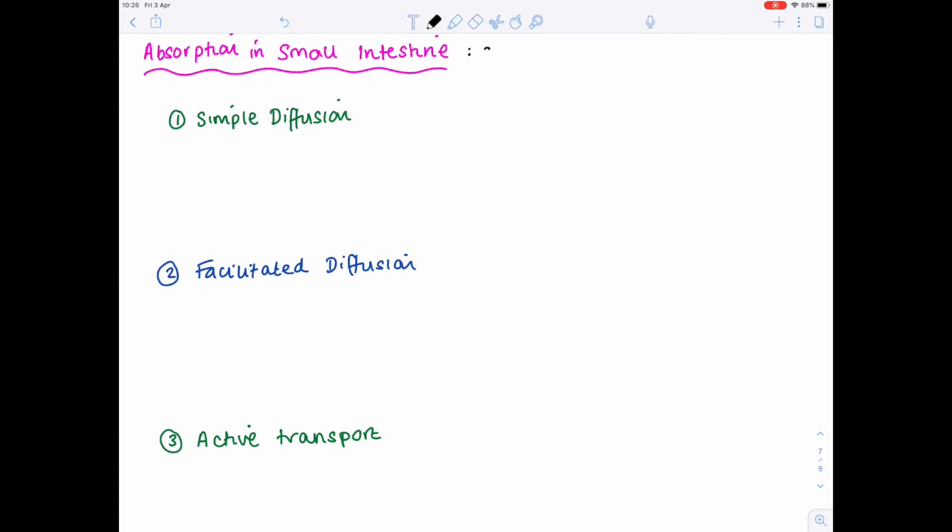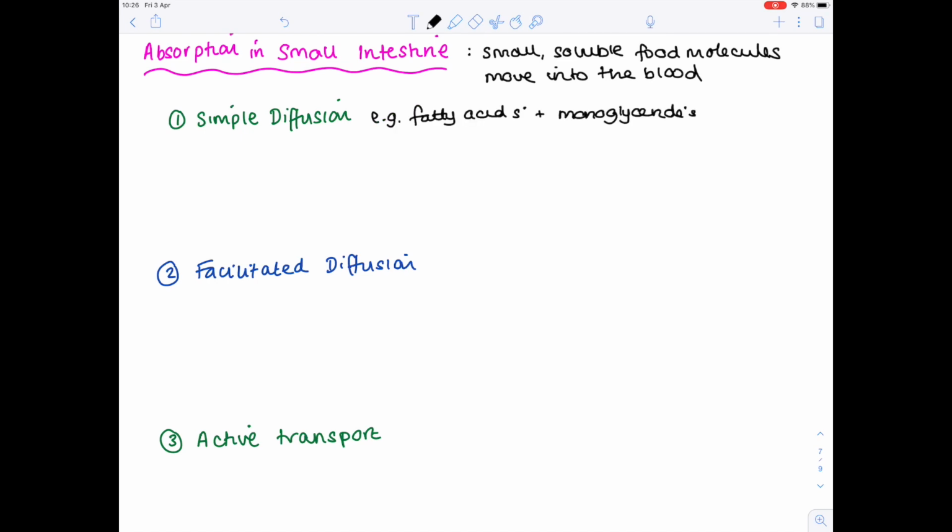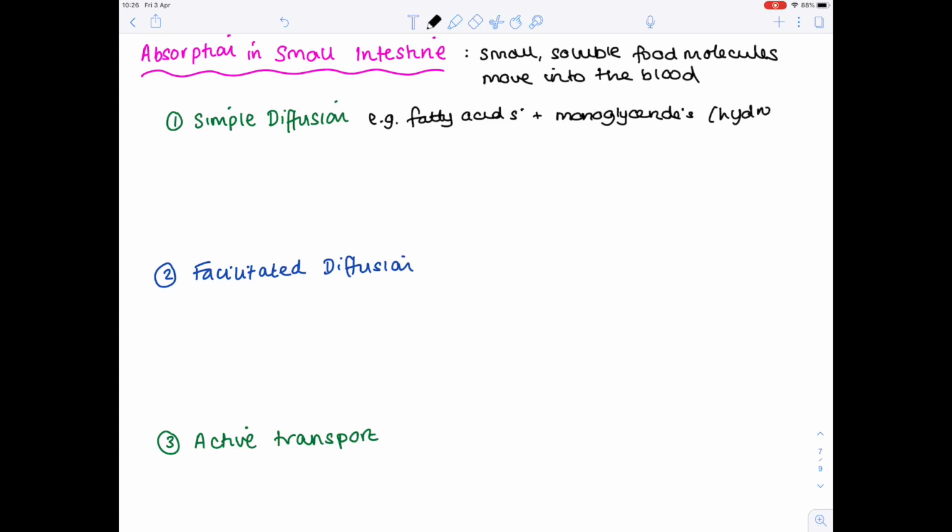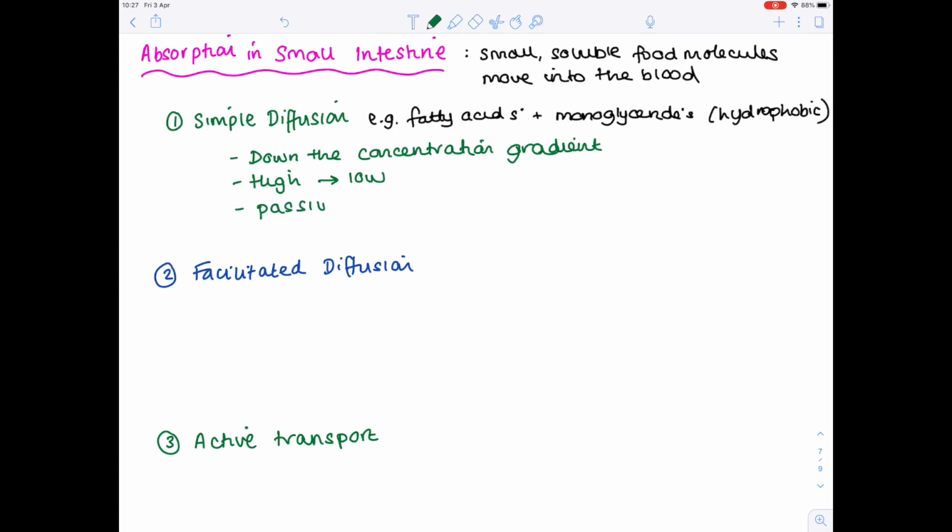We know that small soluble food molecules move into the blood. So firstly, simple diffusion. We're going to list first of all some nutrients which move in this way. This includes fatty acids and monoglycerides. Notice that in terms of their properties, these are water-hating, they are hydrophobic substances. So just to add a few extra notes, simple diffusion, remember, occurs down the concentration gradient, from an area of high concentration to low concentration, and this is a passive process. No ATP is required.